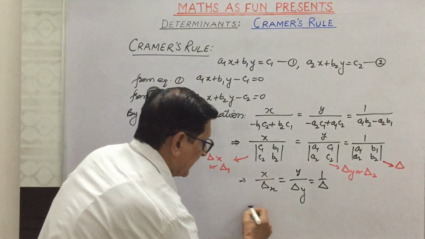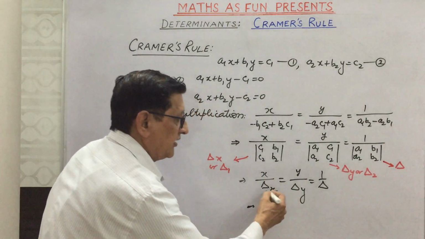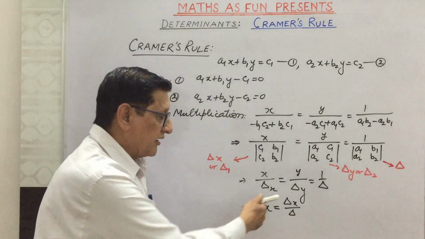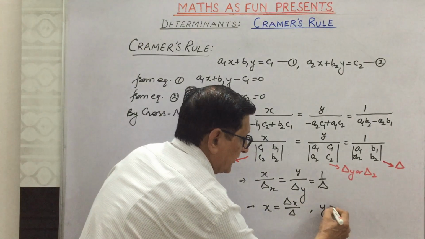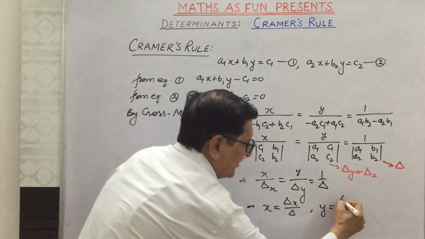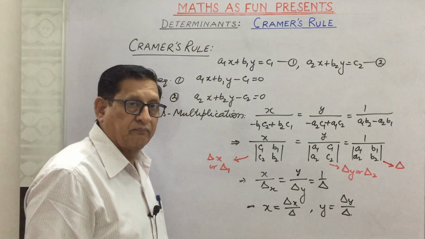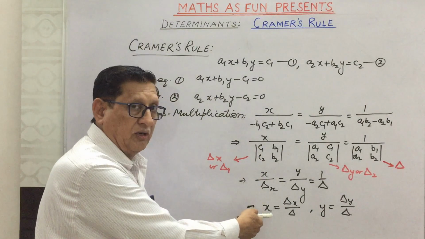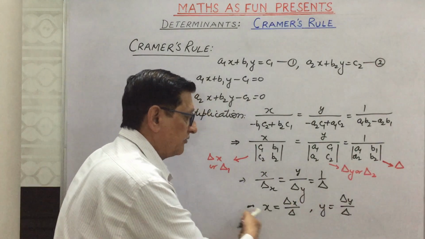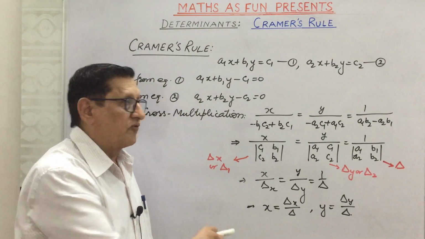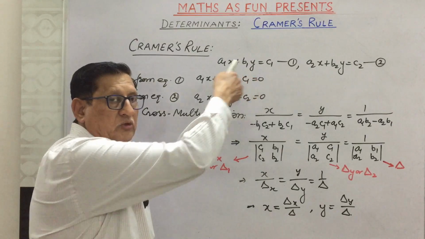And from here we get the value of x will be delta x upon delta, or delta 1 upon delta, and that of y will be delta y upon delta, or delta 2 upon delta. This is known as Cramer's Rule and this can be used as a formula to find the values of x and y from this system of equations.